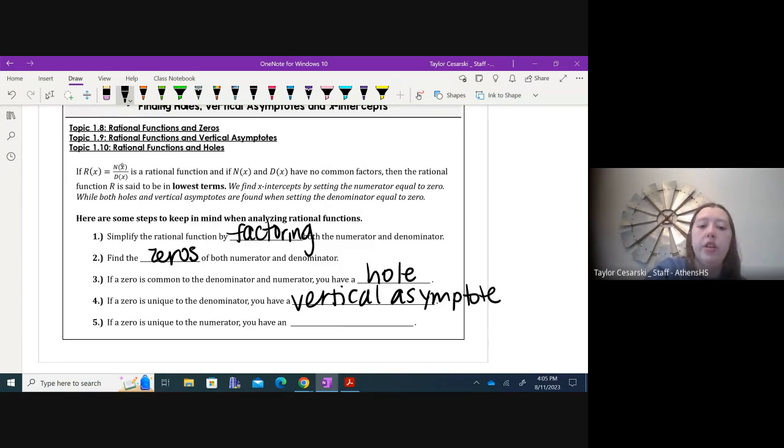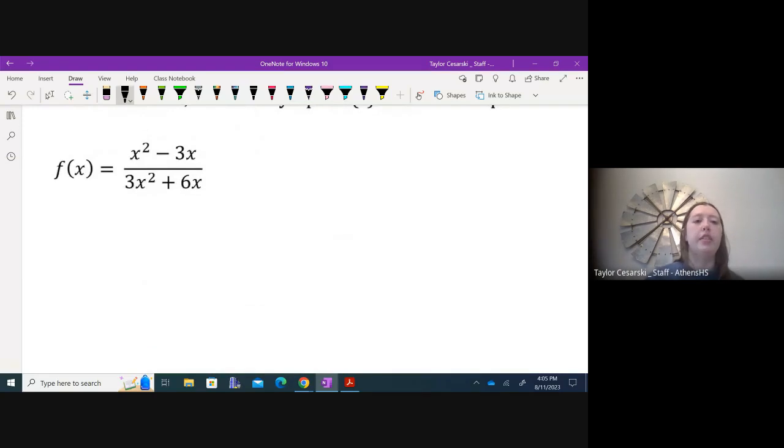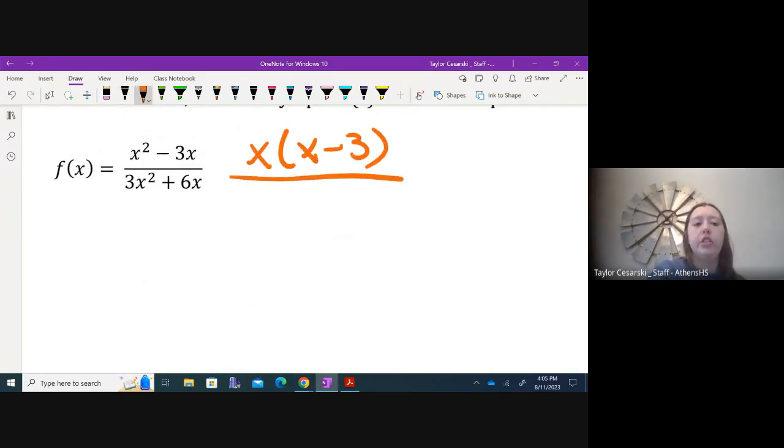And then if it's unique to the numerator, you have an x-intercept or a root or a 0. Okay, so let's take a look at an example of this where we find all of those things. Remember, the first thing we want to do is factor this first. I see there's a GCF, which is x. I see there's a GCF on the bottom, which is 3x. So that is going to be my very first step.